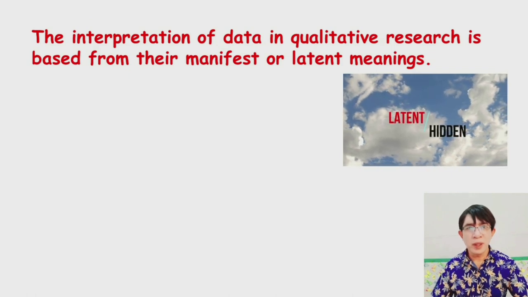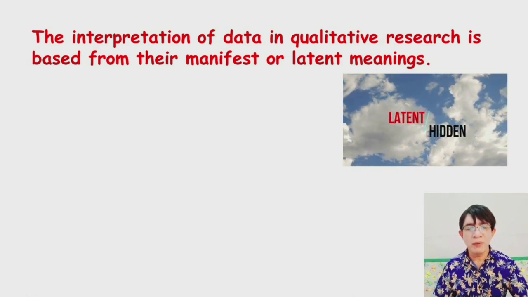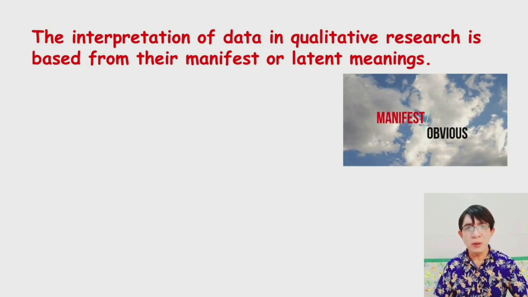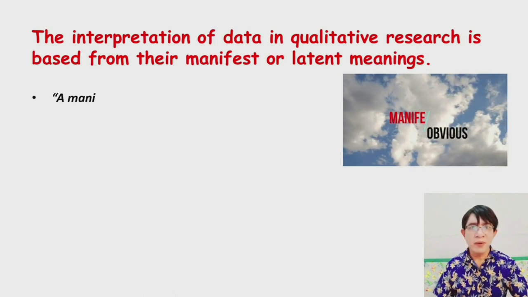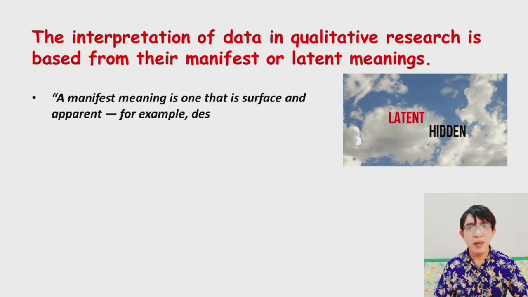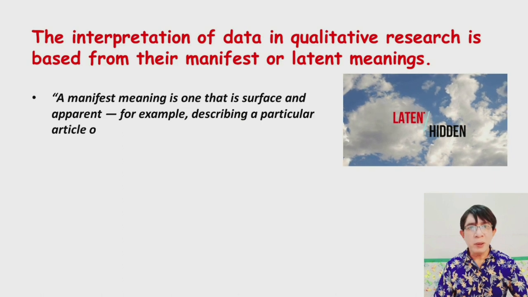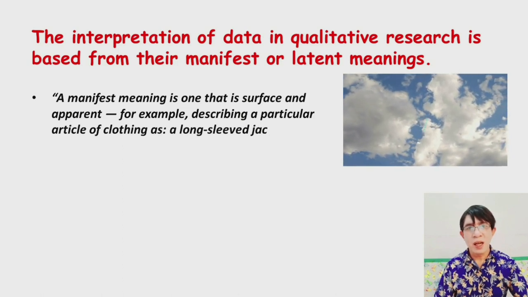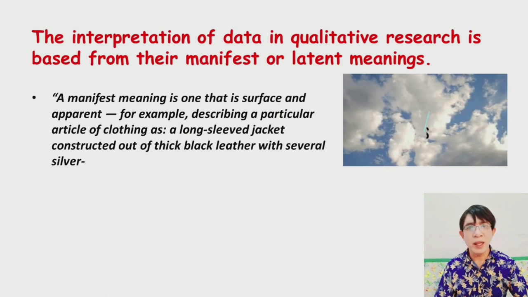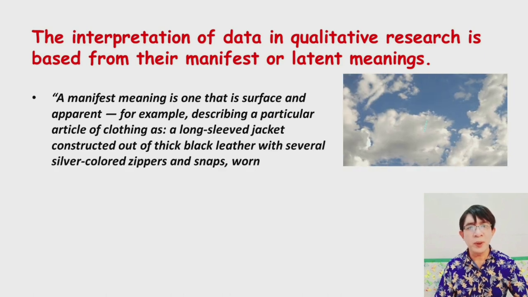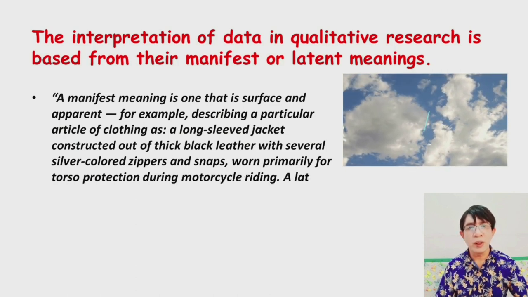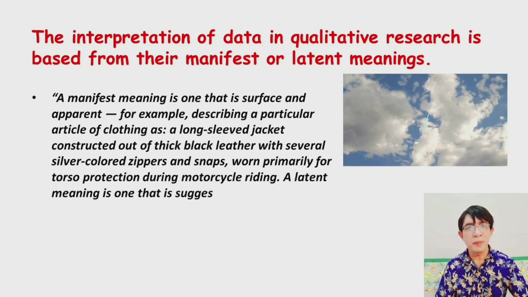The interpretation of data is also based on their manifest or latent meanings. Saldana differentiated the two as follows. A manifest meaning is one that is surface and apparent. For example, describing a particular article of clothing as a long-sleeved jacket constructed out of thick black leather with silver-colored zippers and snaps, worn primarily for torso protection during motorcycle riding.